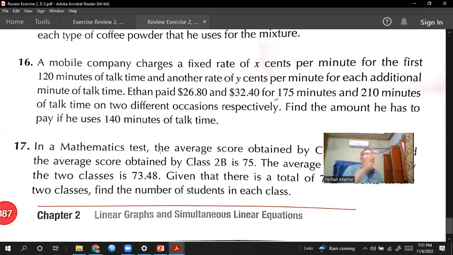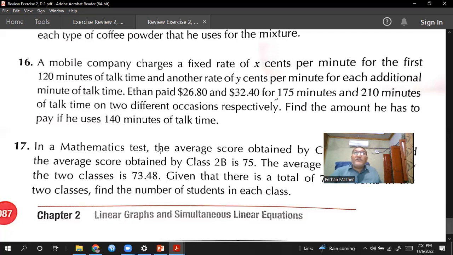Okay, so the first call is of 175 minutes, for which the total cost was $26.80. So in 175 minutes, 120 minutes will cost you X cents per minute.